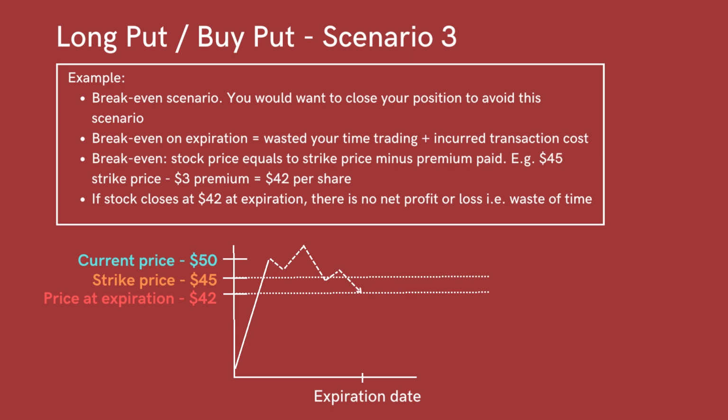I mean, if it really goes to a break-even point on your expiration date, you basically had wasted your time doing this trade. In fact, you would have incurred some transaction costs. Anyway, to break even, the stock price must be equal to the strike price minus the premium paid. In this case, the break-even point is $45 strike price minus $3 premium that you paid, and that gives you $42 per share. So if the stock closes at $42, this means there is no net profit or loss. In other words, a total waste of time.